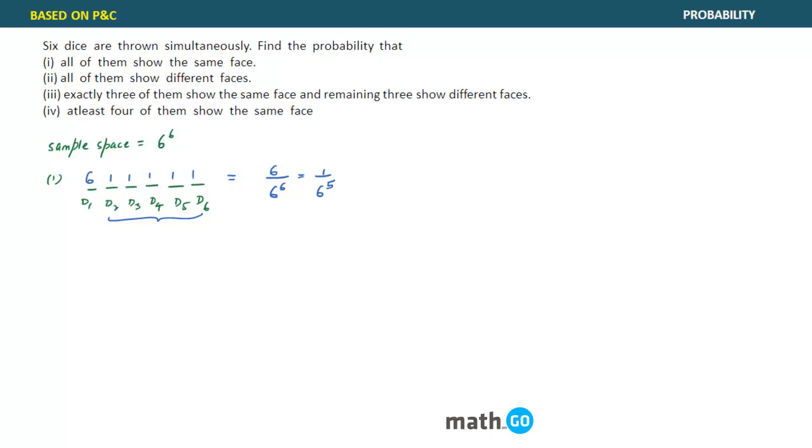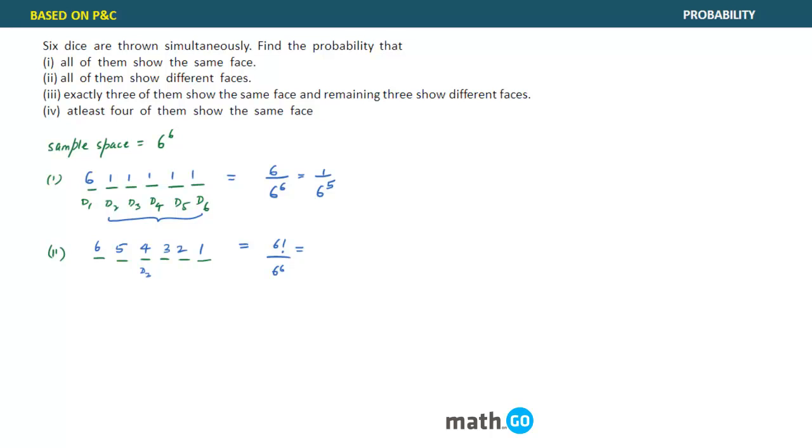Let's quickly talk about the second part now. All of them show different faces now. Now you want these 6 numbers which will be represented on the dashes to have different numbers. So how do you differentiate then? Let's say we start from dash 1 again. It can take any of the 6 numbers. Then dice 2 will have only 5 options available because it cannot take the number which is coming on dice 1. For dice 3, it cannot take the number which is already there on dice 1 and dice 2. So this is how you will do it. This is nothing but 6 factorial divided by 6 raised to power 6, which I don't think you need to further solve. You can just skip it here itself.